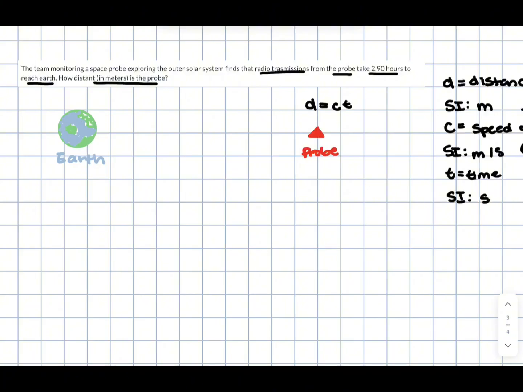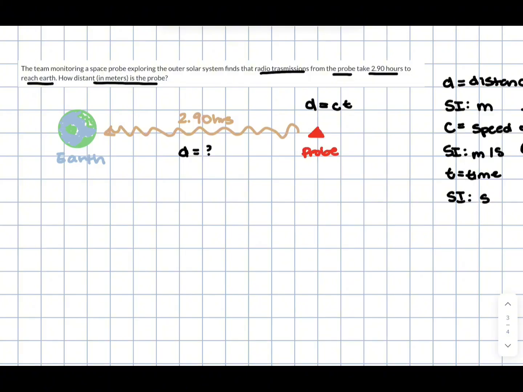And then we have our radio transmission that is sent. It takes 2.9 hours to reach Earth. And then we're trying to find that distance, so we don't know what that is yet. And that's okay, we're going to try to figure that out. And that's going to be in meters. Alright, so now that we have this, we can go ahead and start solving the problem.